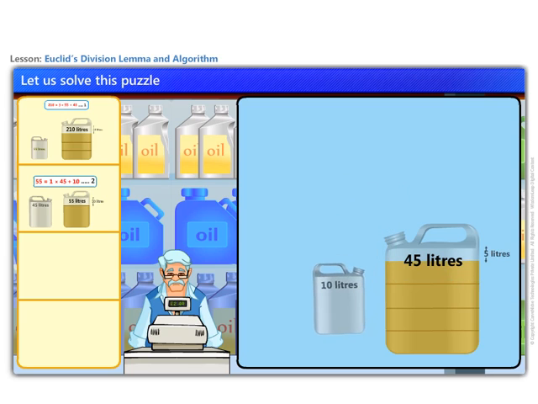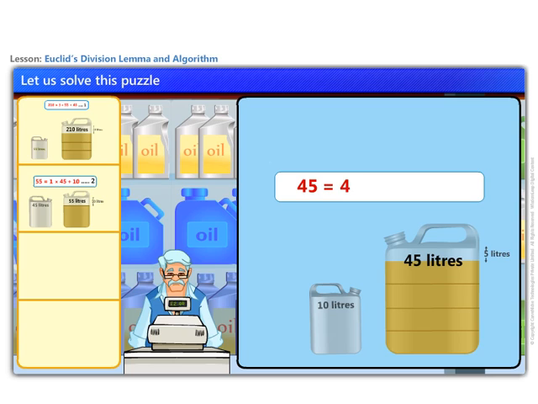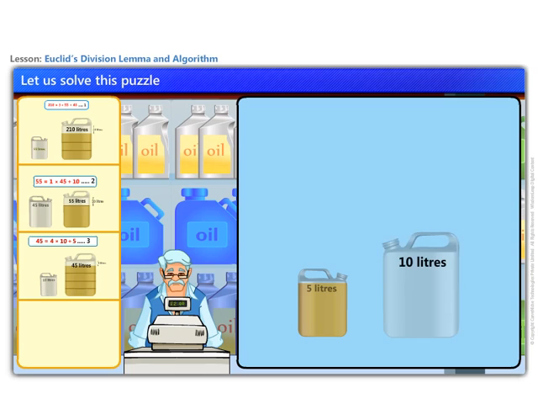This can be expressed as 45 is equal to 4 into 10 plus 5. Let us consider this as equation 3. Now, since the can could not get filled completely, we take another set of cans, the smaller of the previous cans, that is 10, and the remaining 5 liter capacity can.